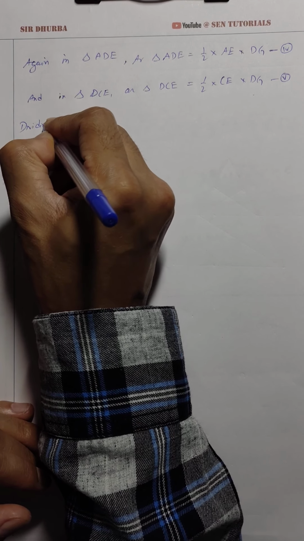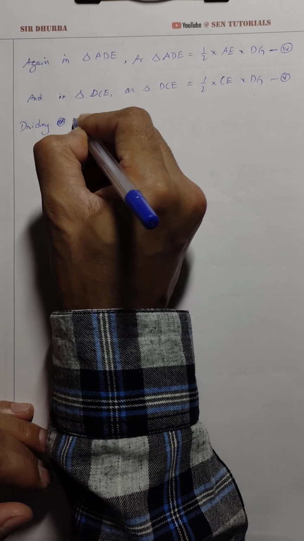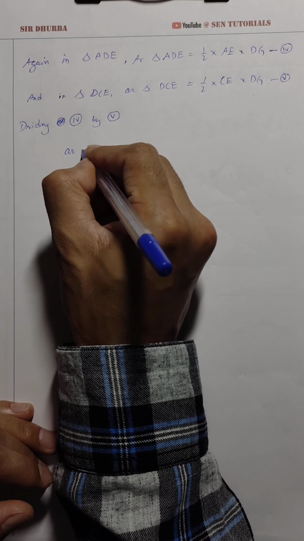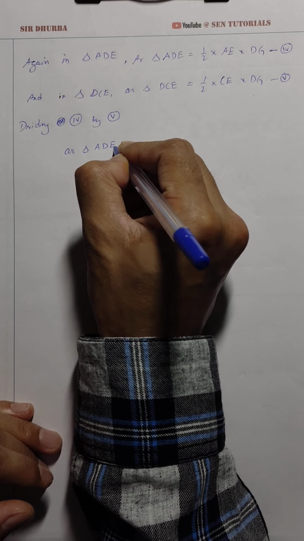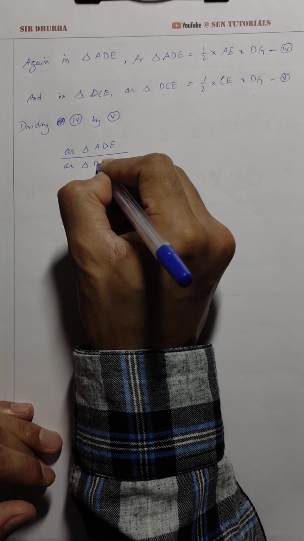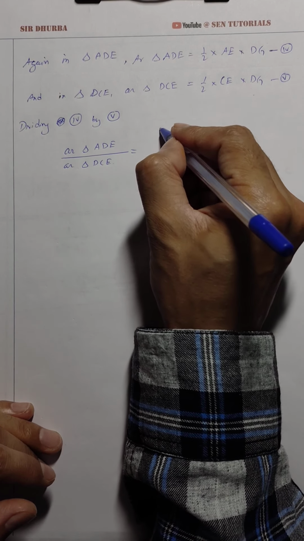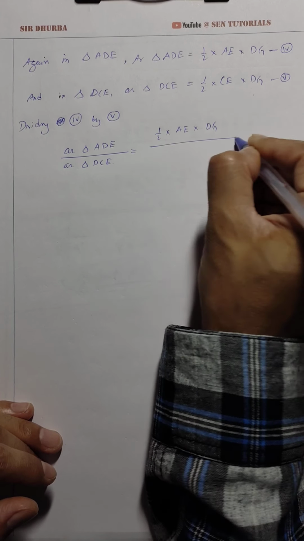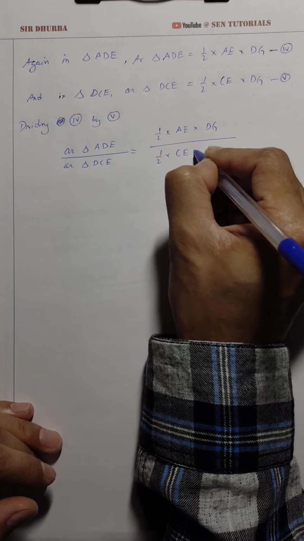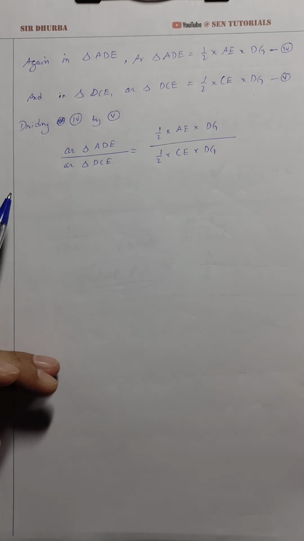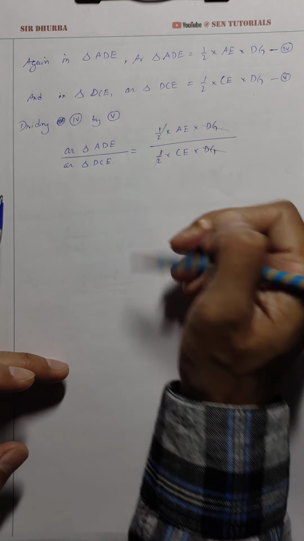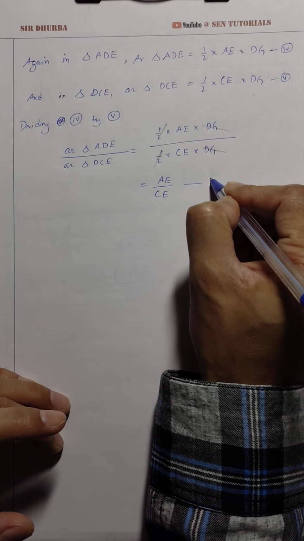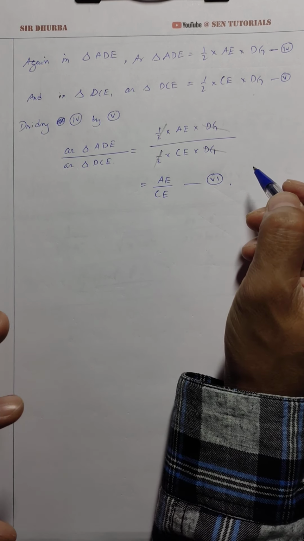So again, dividing equation 4 by 5. So that will be area of triangle ADE divided by area of triangle DCE. That would be half of AE into DG divided by half of CE into DG. So here also DG cancels, half cancels. So what are we left with? AE by CE, equation 6. All right.